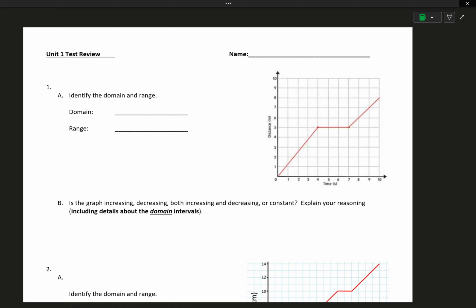Let's get started. The first thing that we're going to do on this graph is identify the domain and range. Just to remind ourselves, the domain is our x's and the range are our y's. Our x's go from left to right, our y's go from bottom to top. So that means we need to find the left and right side of our graph as well as the bottom and top. Let's check it out.